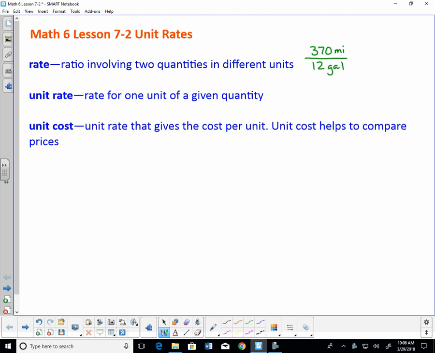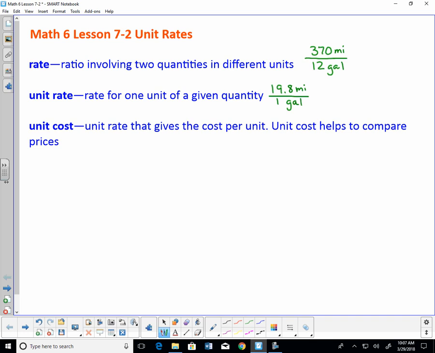A unit rate is a rate for 1 unit of a given quantity. I might say that my car gets 19.8 miles per 1 gallon. That is a unit rate because it's over the unit of 1.